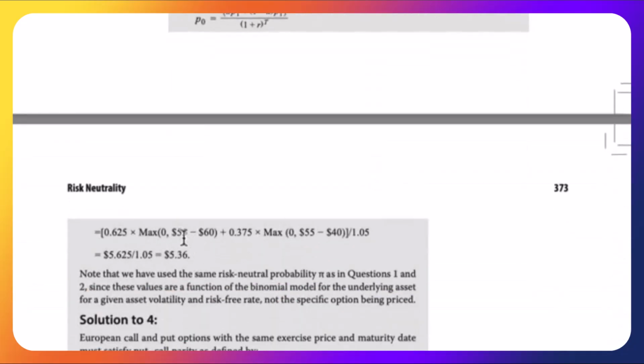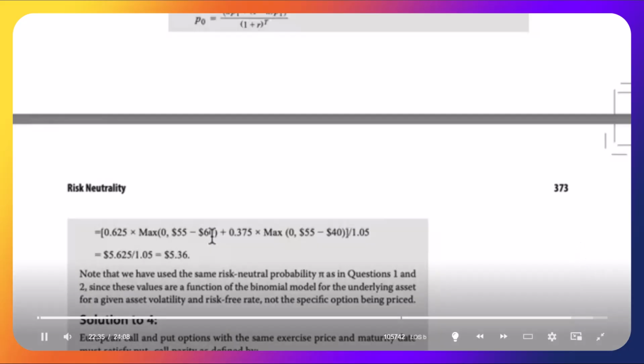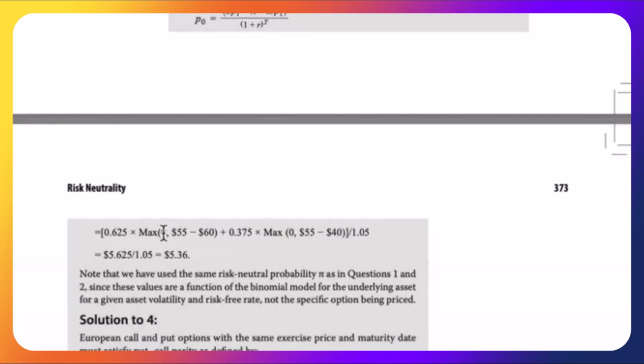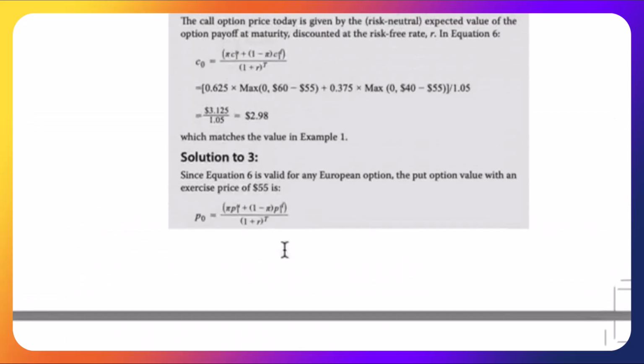And 55 minus 60, what is the put going to be worth? That's a negative 5, so it's 0. Put's going to be worth 0 on an up move. Put's going to be worth 15 on a down move. So it'll be 0.375 times the 15 divided by 1.05, 5.36.